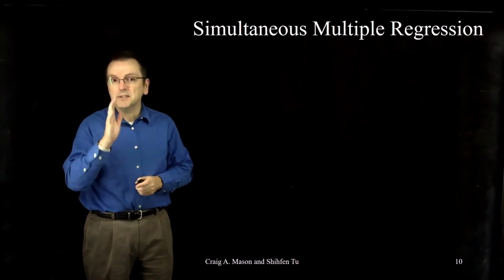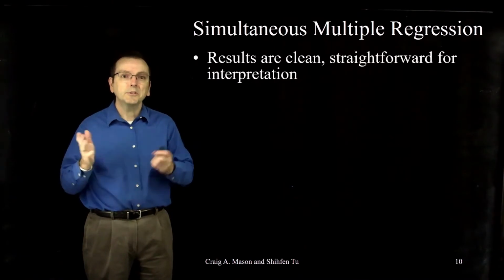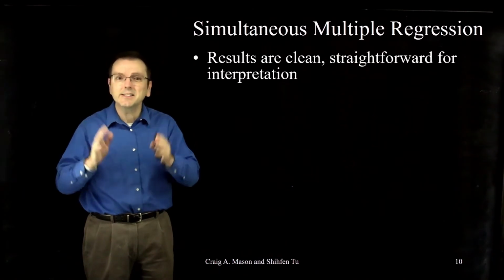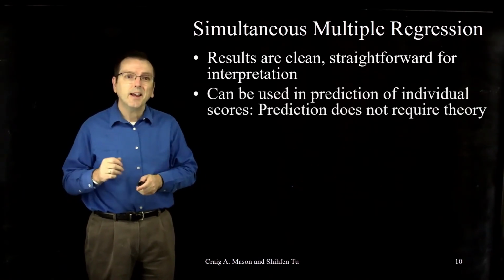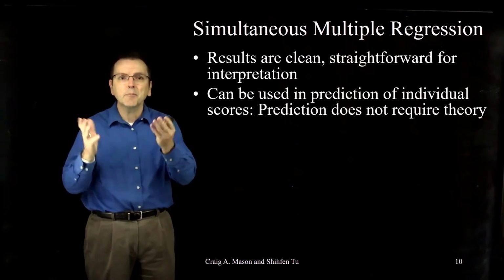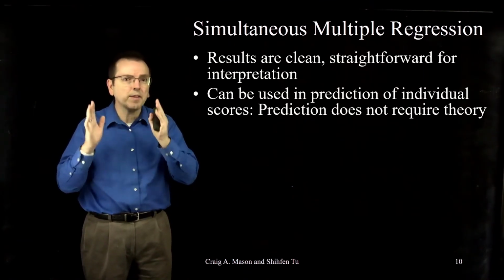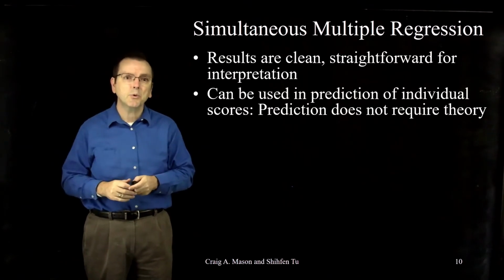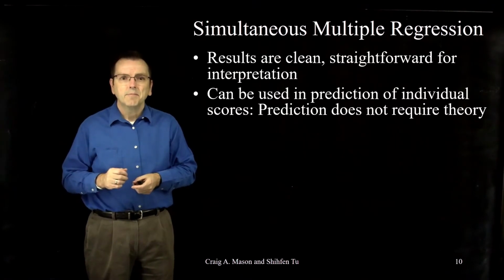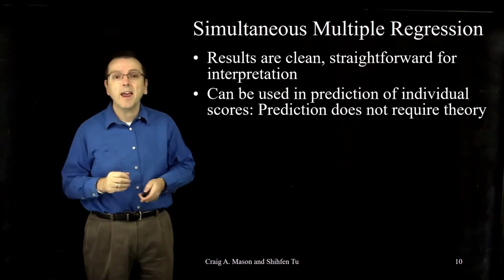Now, simultaneous multiple regression definitely has a number of strengths. The results are clean and straightforward, relatively easy to interpret. And as we've seen, you can use it to predict scores for individuals based on a set of predictor variables. Now, again, got to be clear, it's not the only way that you can make predictions about individual scores. Other approaches can be used to do the same thing. And as we'll see shortly, prediction itself can be done atheoretically.